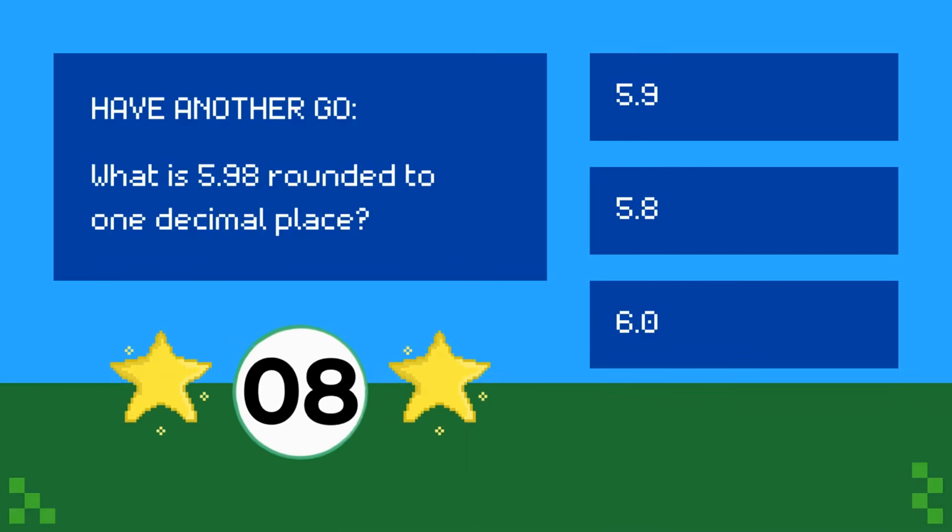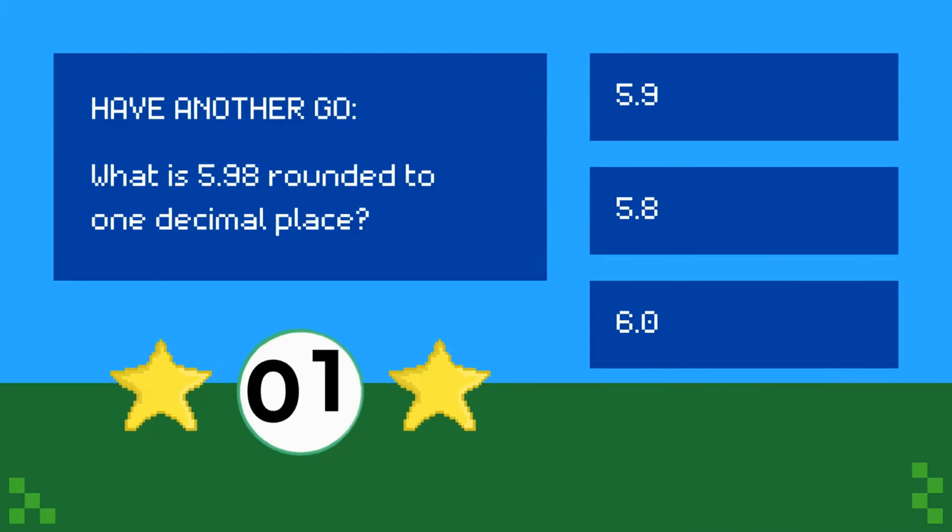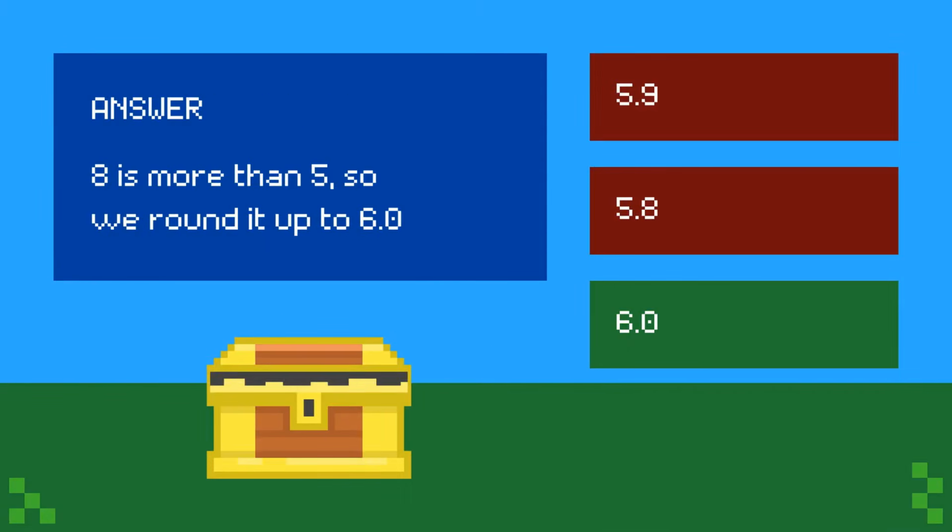What is 5 and 98 hundredths rounded to one decimal place? 5, 4, 3, 2, 1. The answer is 6, or as it shows, 6.0.